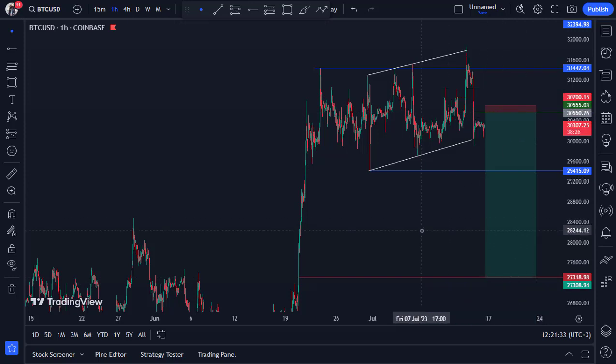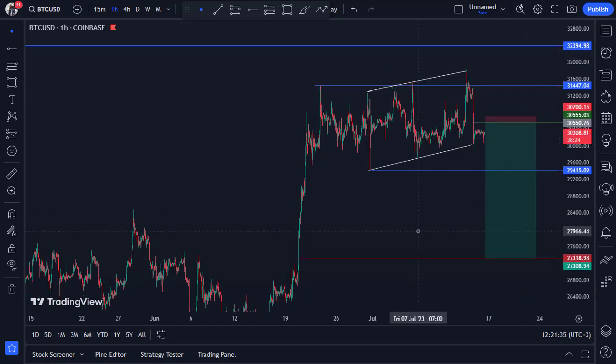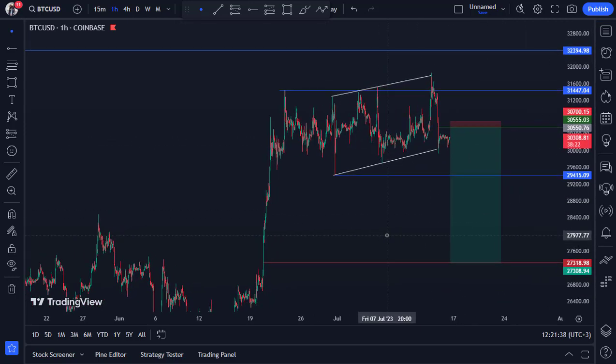So this is my take on Bitcoin, and it looks good, guys. Bitcoin has shaped up nicely for the price to push to the downside.